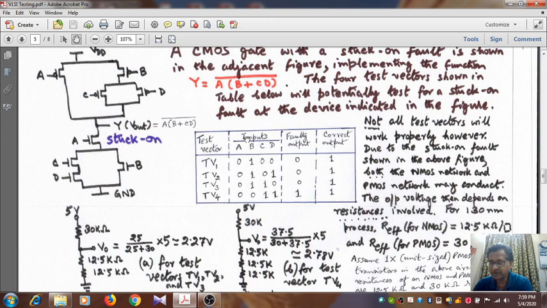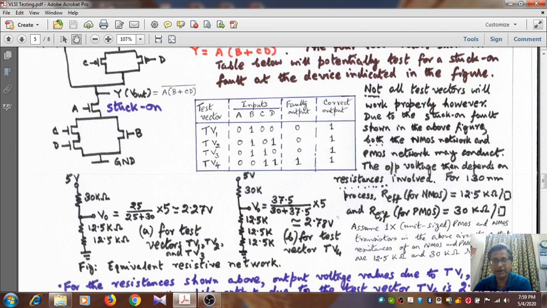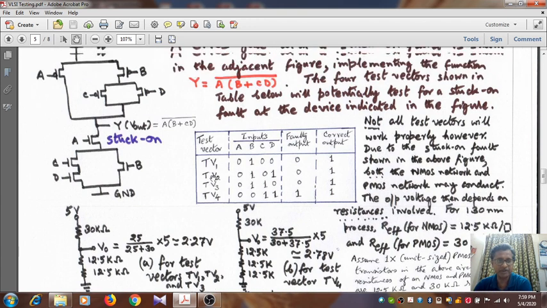Okay, so we have specified 4 test vectors: 0100, 0101, 0110, and 0011. But 3 of them succeed in detecting the fault, whereas the fourth one, 0011, may not be able to capture the fault. Why? We answer the question by looking at the equivalent resistive network.